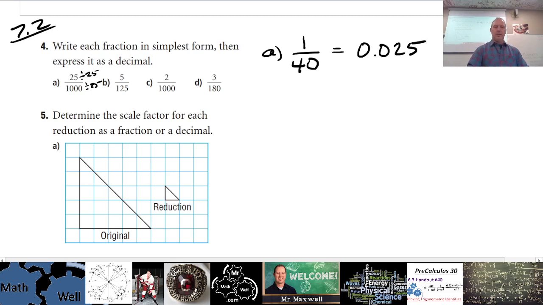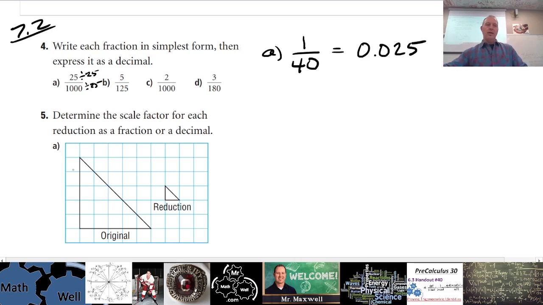Number 5. I'll do just a little bit with number 5 here for you, because that's how you do number 4. Just keep doing the same thing. Number 5, determine the scale factor for each reduction as a fraction or a decimal. So this is obviously a big part of what we're doing in this section.